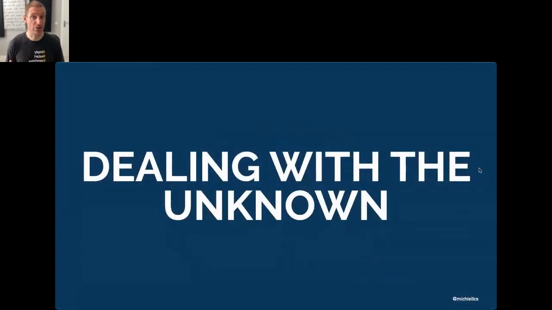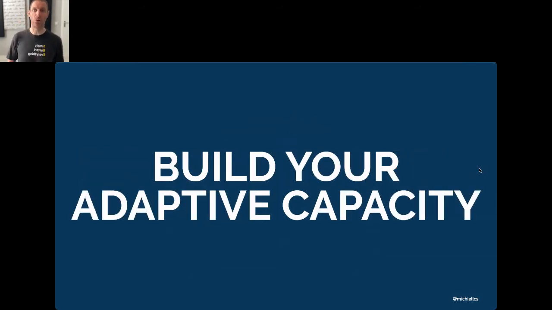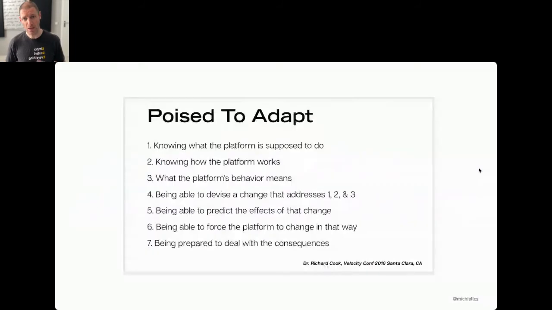And that's actually the core of this talk, dealing with the unknown, specifically building up your adaptive capacity. In his talk about being poised to adapt, Dr. Richard Cook states 7 steps that you need to take in order to be poised to adapt.